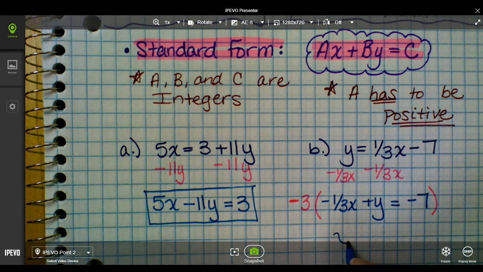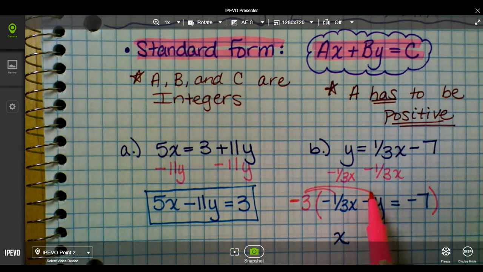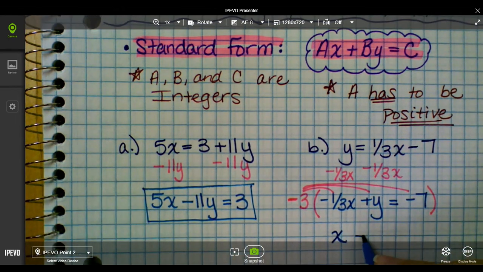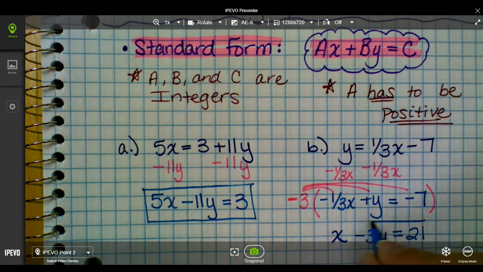Now I just have positive 1x, and you can just write it as x. Then I have to make sure I'm not only distributing to the x's, but I have to distribute to the y and the constant as well. I want to keep this equation balanced. It's not going to be balanced if I just multiply parts of it. So negative 3 times positive 1y is negative 3y. And then negative 3 times negative 7 is positive 21.